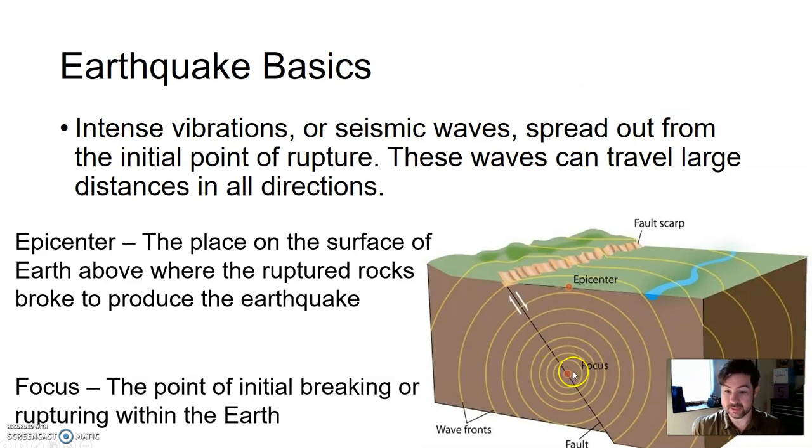So the earthquake occurs at the focus at some depth, 10, 20, 30, 50, 100 miles below the surface, whatever it may be. But we call the point directly on the surface of the earth, directly above the focus, the epicenter. Typically, the epicenter, at least on the surface, is the area where you get the most energy, the most destruction, the most damage. And it gets less and less the further you get away from the epicenter.